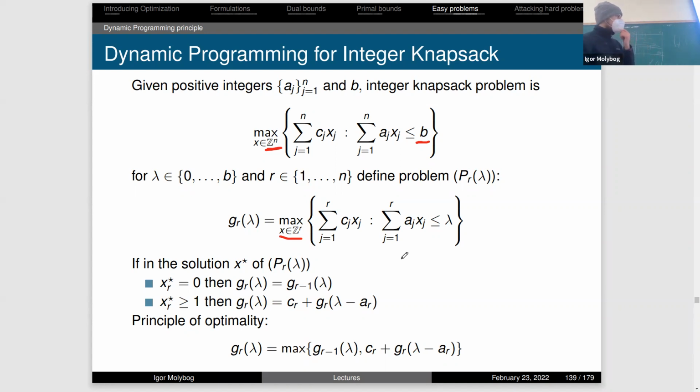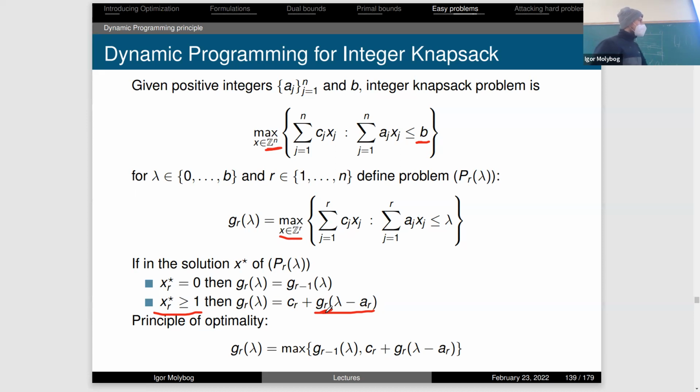What's changed here is the principle of optimality, because now there's something more that we can condition on. Now we not only condition on the fact that we have put items into the backpack, or we have not put the items into the backpack. We also need to condition on how many items we have put. So if we have put something, then we would need to rely on g_r of lambda minus a_r without reducing the value of r.